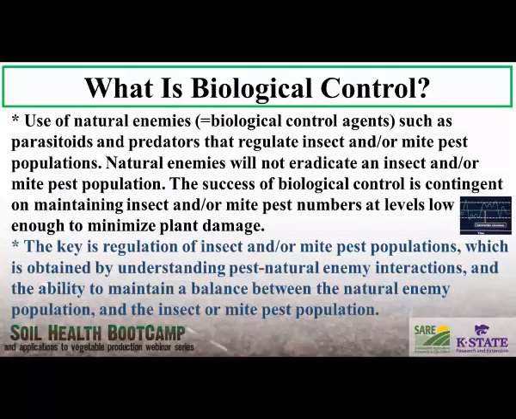So, now we will discuss biological control. First of all, what is biological control? Well, in general, biological control is the use of beneficials, which includes insects and mites, or natural enemies, such as parasitoids and predators, that regulate insect and or mite pest populations. Natural enemies will not eradicate an insect and or mite pest population. The success of biological control is contingent on maintaining insect and or mite pest numbers at levels low enough to minimize plant damage. It is important to know that the key is regulation of insect and or mite pest populations, which is obtained by understanding pest natural enemy interactions and the ability to maintain a balance between the natural enemy population and the insect or mite pest population.